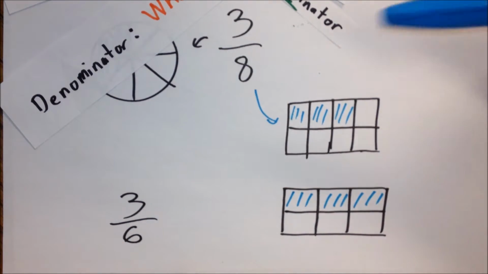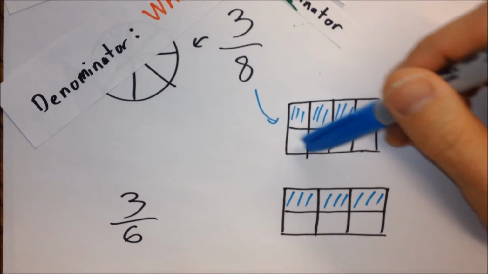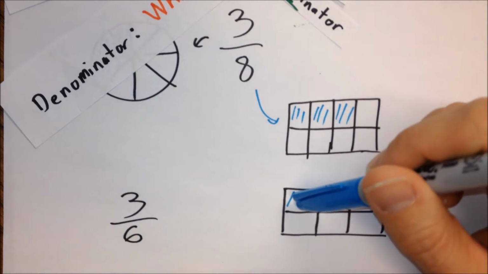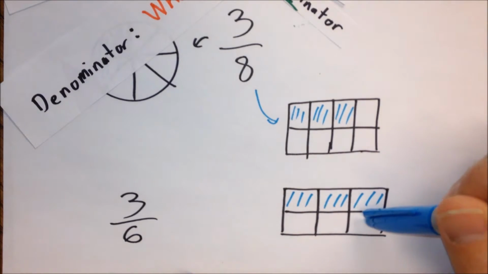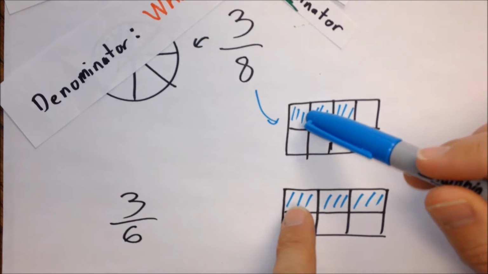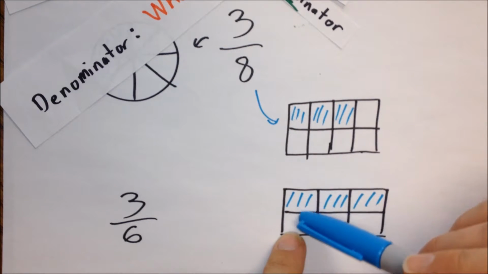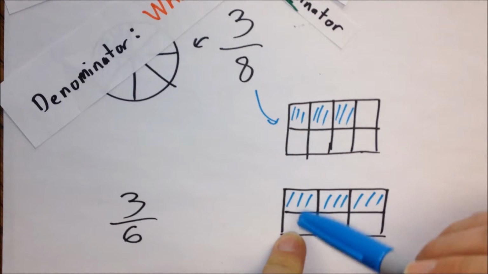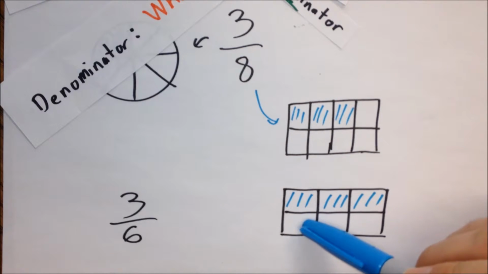But the difference is that in the previous problem, I had 8 total. So the parts were each a 1/8 size part. Now each of these parts are a 1/6 size part. So if we change the denominator and keep the numerator the same, we have the same number of objects, but the type of object has changed. Our type of object here was a 1/8 size. Here our type of object is a 1/6 size.